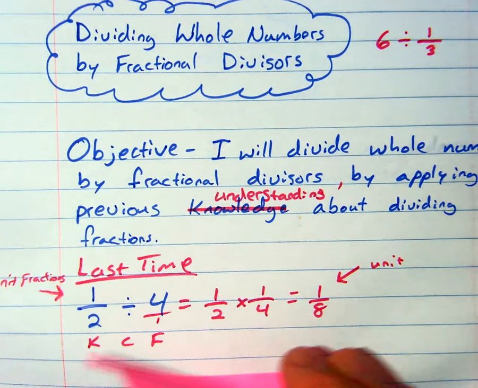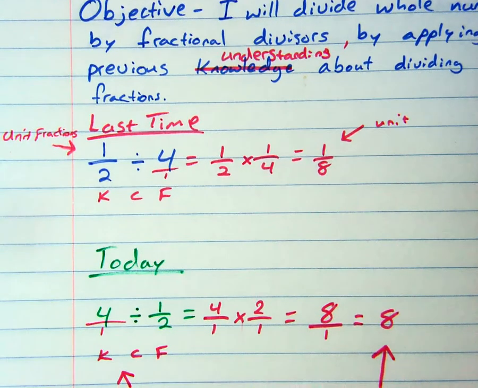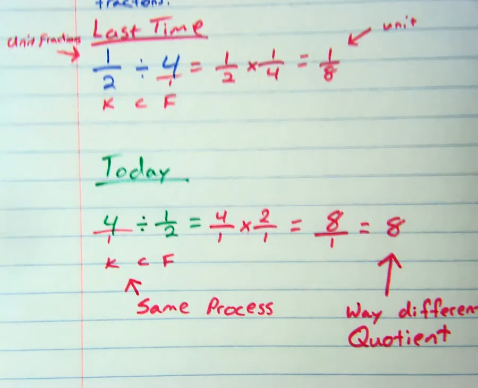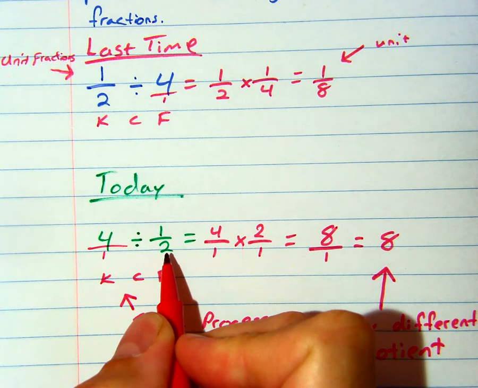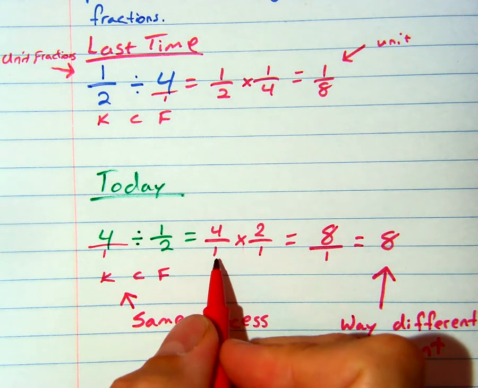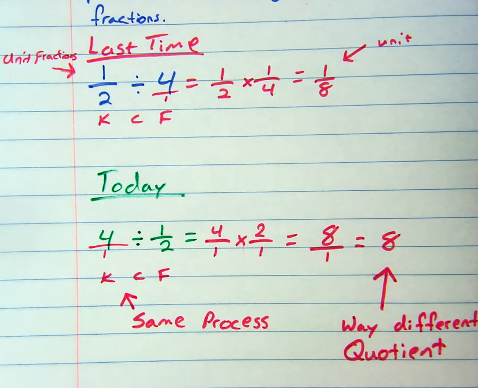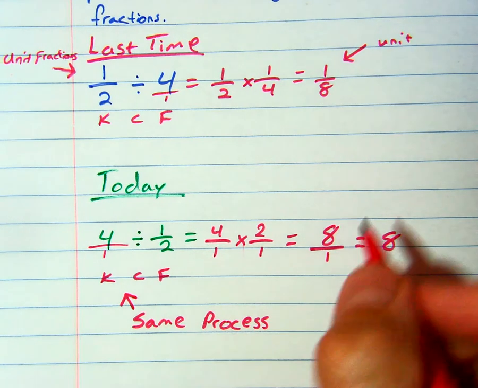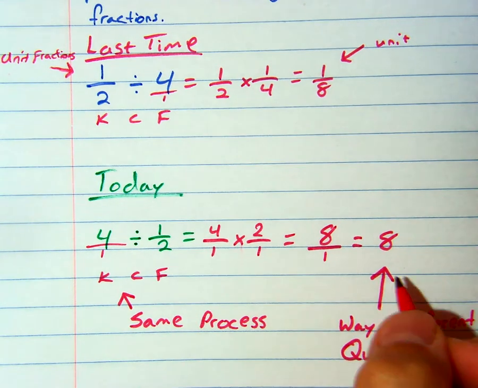Today, it's going to look a little bit different. Today, we flip it around. Our whole number goes over 1. Divide by 1/2. Keep it, change it, flip it. Keep your 4 over 1. Multiply, and instead of 1/2, 2 over 1. We end up with 8 over 1. And again, 8 over 1 is like saying we have 1 over 1 8 times. So the answer here is a whole number.